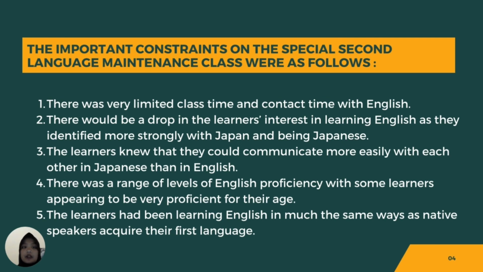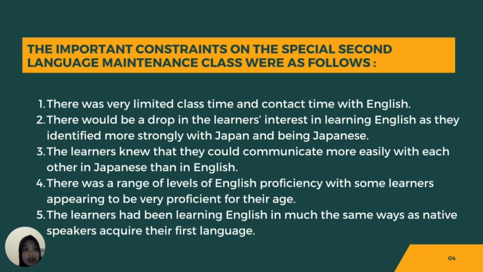Okay, the important constraints on the special second language maintenance class were as follows. The first is there was very limited class time and contact time with English, because there are many subjects in school. The second is there will be a drop in the learners' interest in learning English as they identified more strongly with Japan and being Japanese. And the third is the learners knew that they could communicate more easily with each other in Japanese than in English, because the students were from Japan.